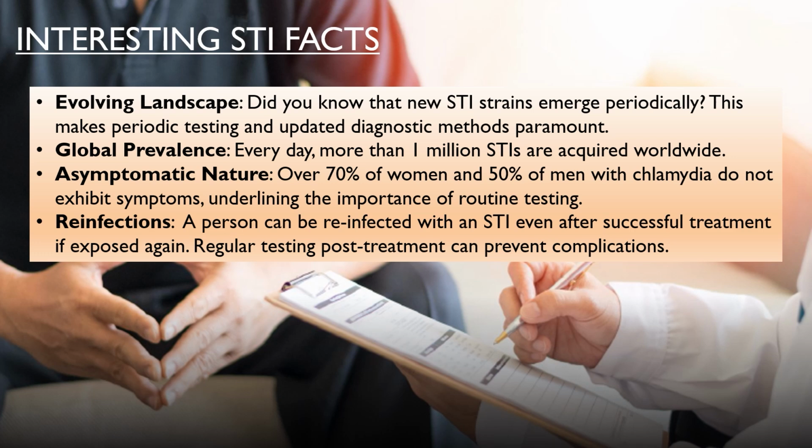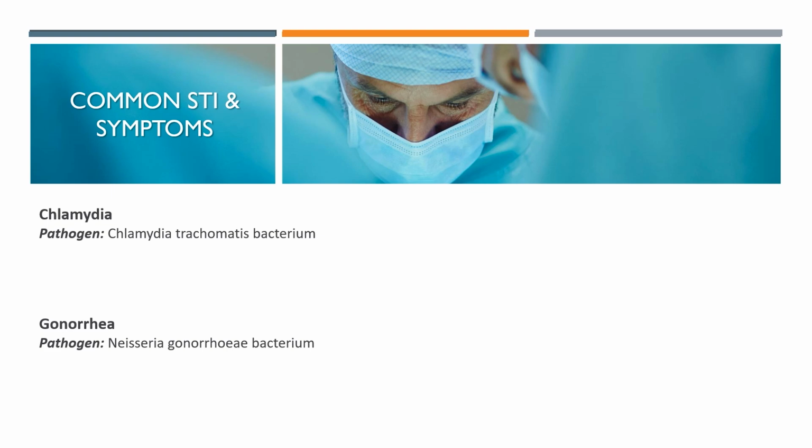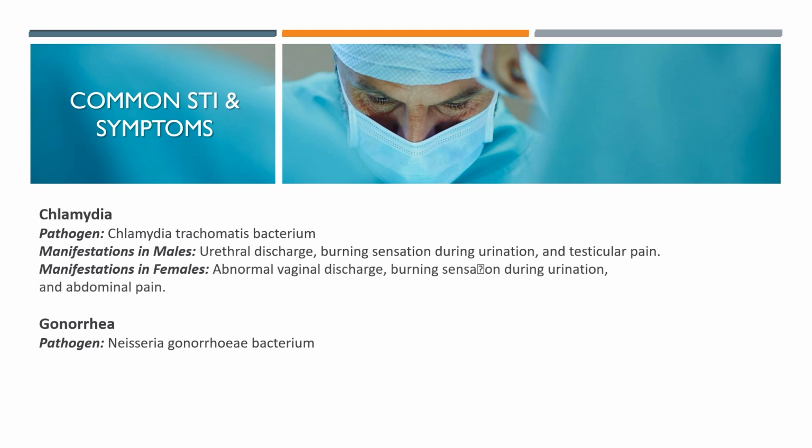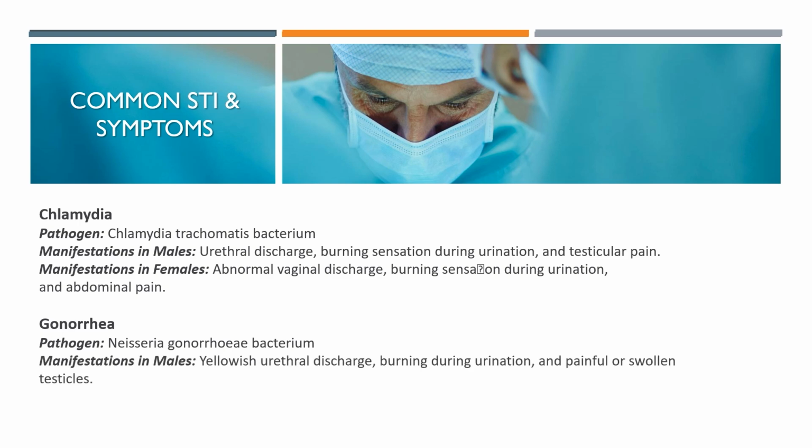Some common STIs and symptoms are chlamydia, which in males presents as urinary discharge, burning sensation during urination, and testicular pain. It manifests in females as abnormal vaginal discharge, burning sensations during urination, and abdominal pain. And gonorrhea, which manifests in males as yellowish urethral discharge, burning during urination, or painful and swollen testicles. And in females, vaginal discharge, pain during intercourse, and fever.